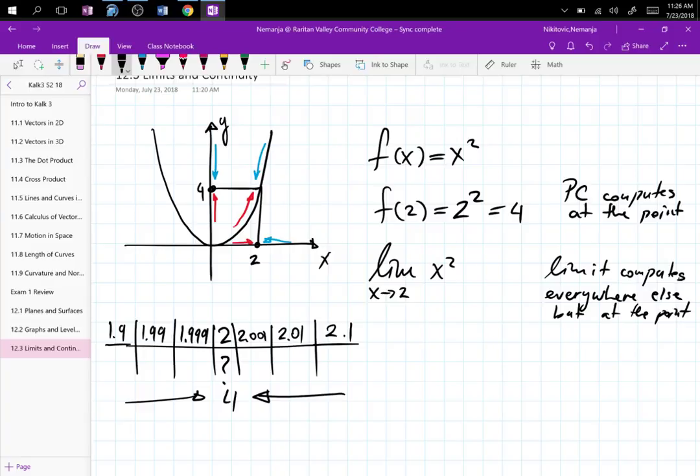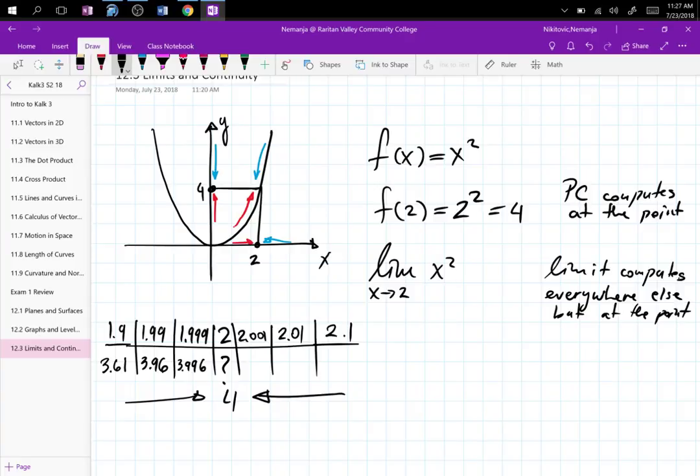So let's do some of these calculations because we can. 1.9 squared is 3.61. That's not 4, that's 3.61. But then 1.99 squared is 3.96. You see, as x values go to 2, the y values should go to 4. 1.999 squared is 3.996. So I hope you see that it went from 3.61 to 3.96 to 3.996. You see how the values are marching towards 4 from the left.